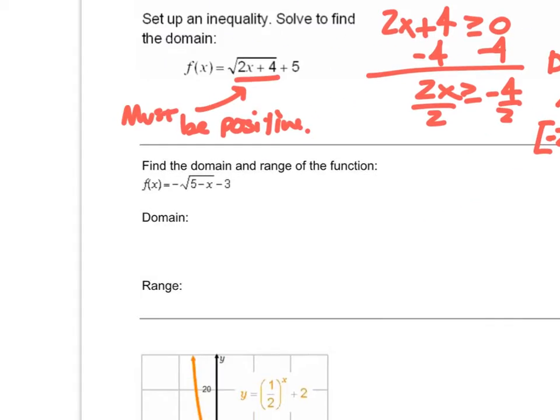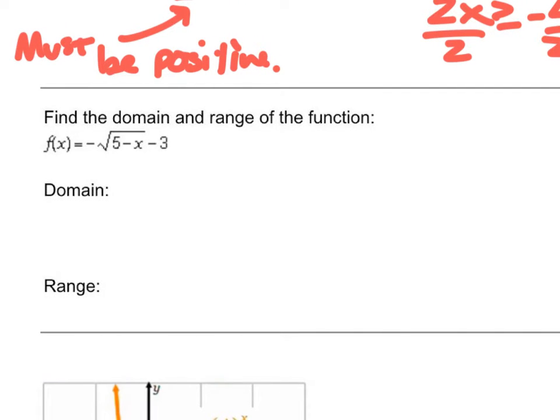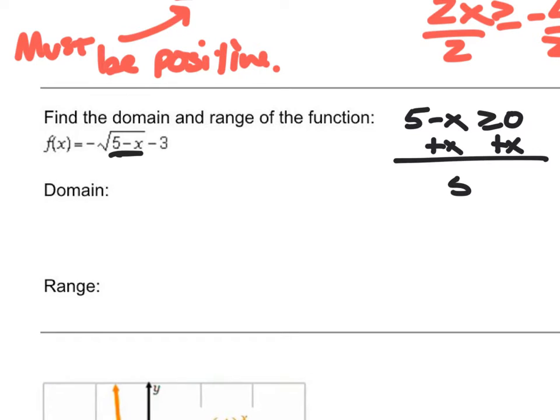Now, let's do the same thing down here, except now they want the range. Now, we have to do some transformations on this. We'll learn more about transformations in the next unit. But if I have this graph, what I know is that this value here, 5 minus x, must be greater than or equal to 0. And I'll just go ahead and add my x to the other side, and I get that 5 is greater than or equal to x.